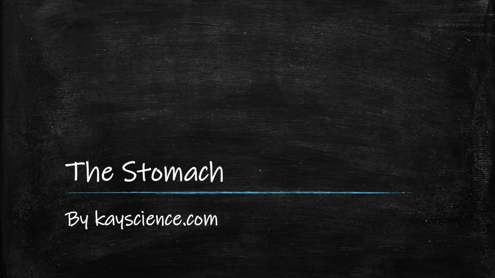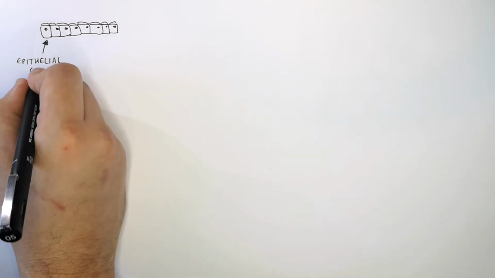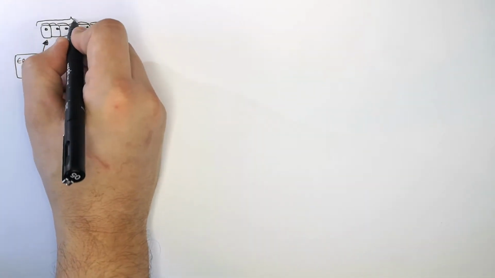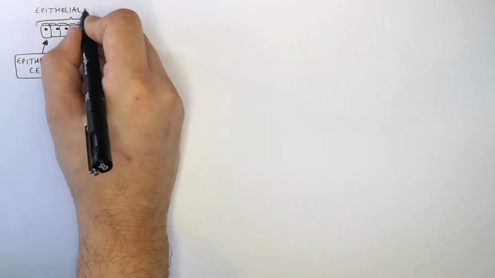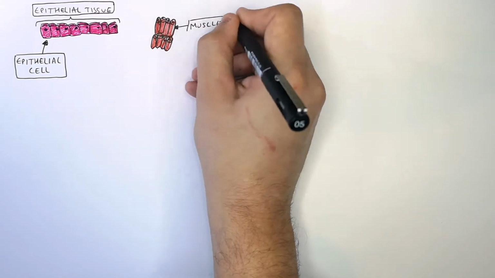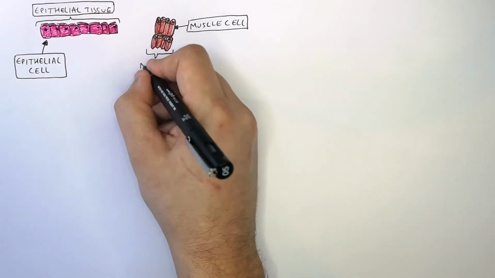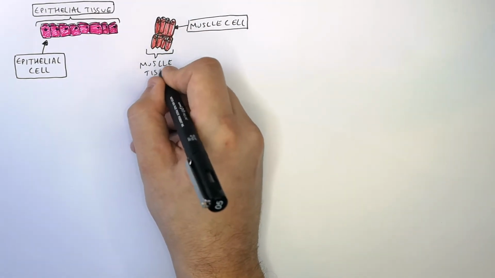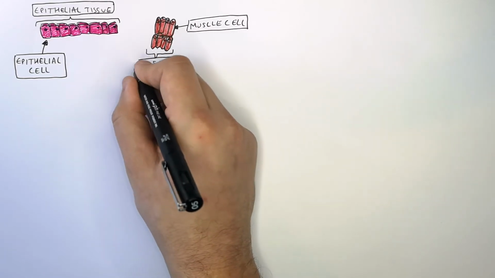The stomach by KayScience.com. Each of these cells are epithelial cells, and a collection of epithelial cells is called epithelial tissue. So what we've got here is epithelial tissue. Each of these cells is a muscle cell. A collection of muscle cells is called muscle tissue. So what we have here is muscle tissue.